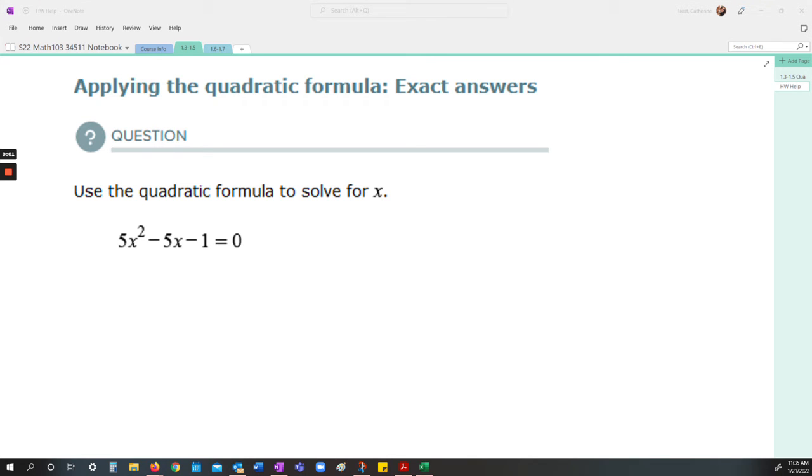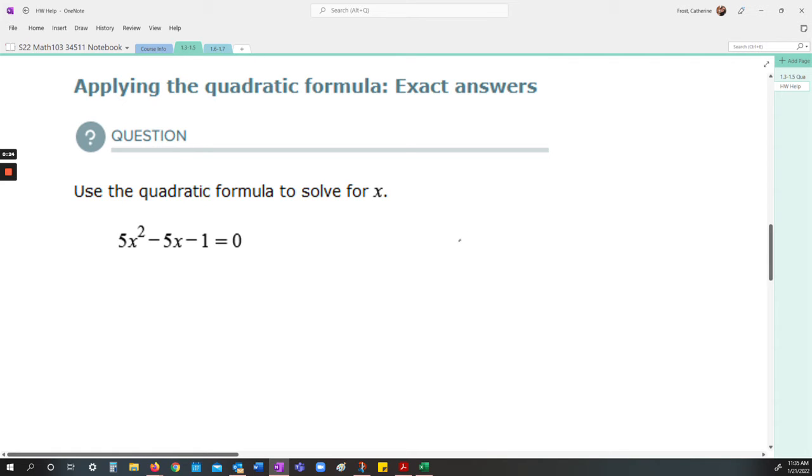This is applying the quadratic formula, exact answers. It says use the quadratic formula to solve for x: 5x squared minus 5x minus 1 equals 0. So let's just pretend it didn't give us that instruction to use the quadratic formula. When you're presented with a quadratic equation, you have options generally, right?